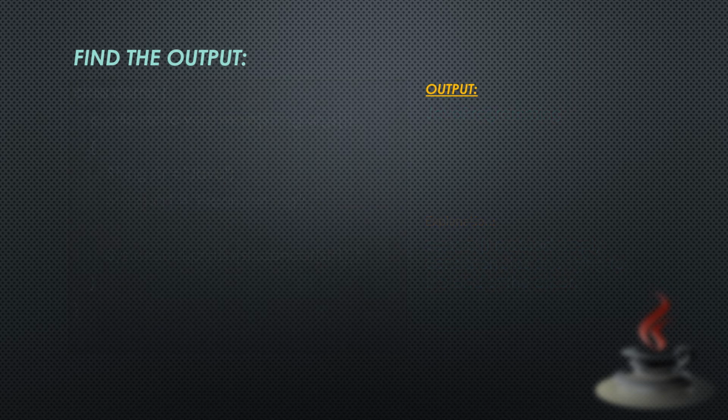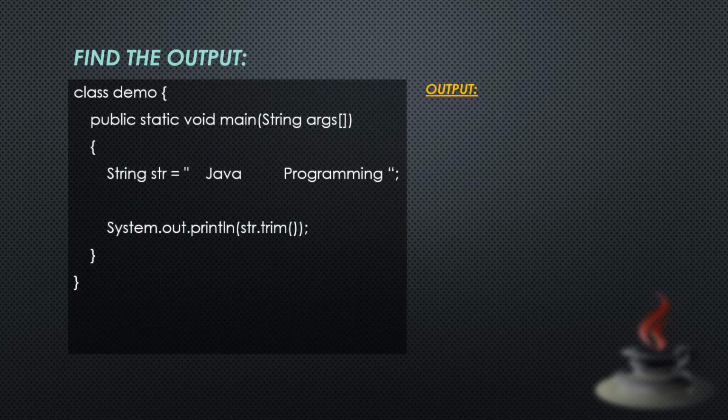See the explanation, that is, the concat method simply concatenates one string to the end of the other. Okay, if you see the next one, that is public static void main, string args, and inside a string there is some space before Java, then after Java, then programming, and as well as some space at last. Then System.out.println str.trim method. So here is the trim method without any arguments, meaning that in your trim method there are no arguments.